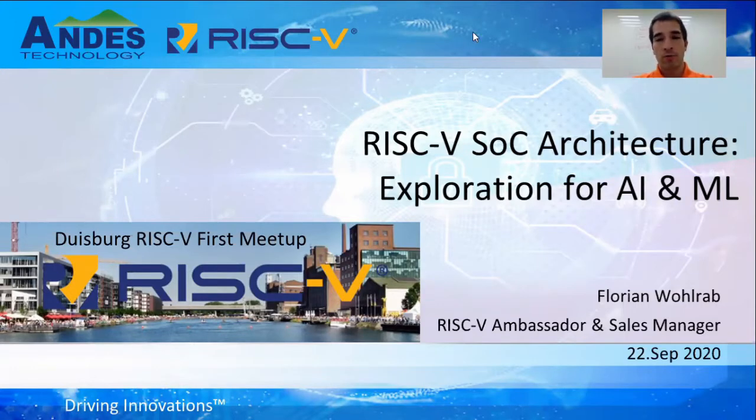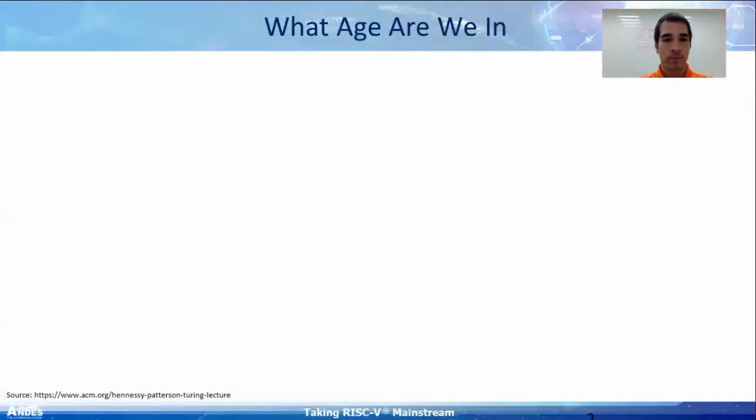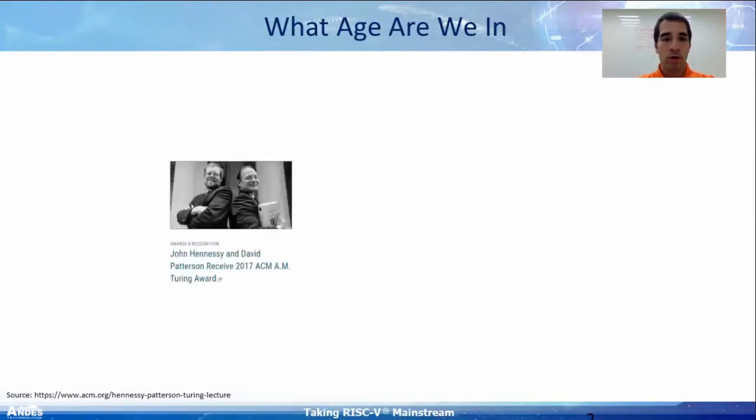And today I want to talk about RISC-V SoC architecture and exploration for AI and machine learning. Which age are we in right now? Well, John Hennessy and David Patterson, who received the Turing Award, have both been working on RISC-V architectures for ages. And I would say there are four pillars which we are seeing right now today.